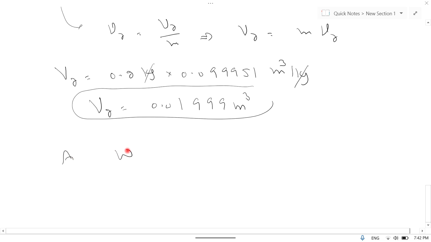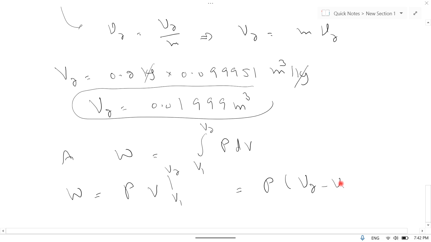Now we can find work done for the constant pressure process. As work done is equal to the integral of P dV from V1 to V2. So W is equal to, pressure is constant and the integral of dV is equal to V. Lower limit is V1, upper limit is V2. So apply upper limit and lower limit. So for a constant pressure process, work done is P times V2 minus V1.